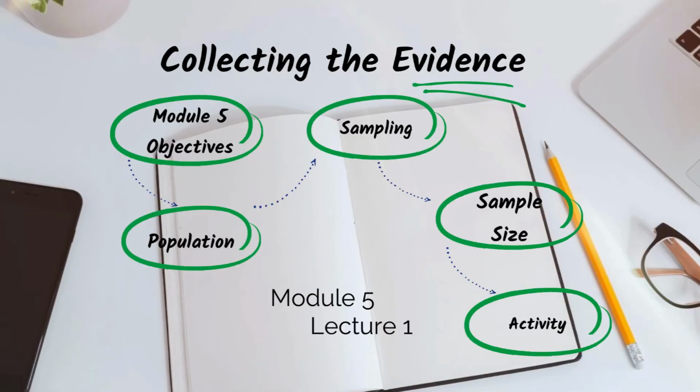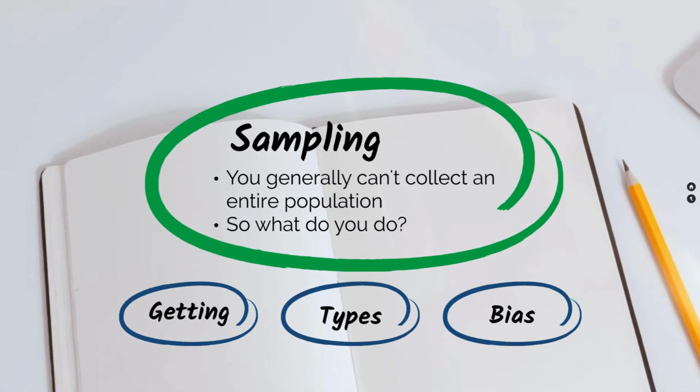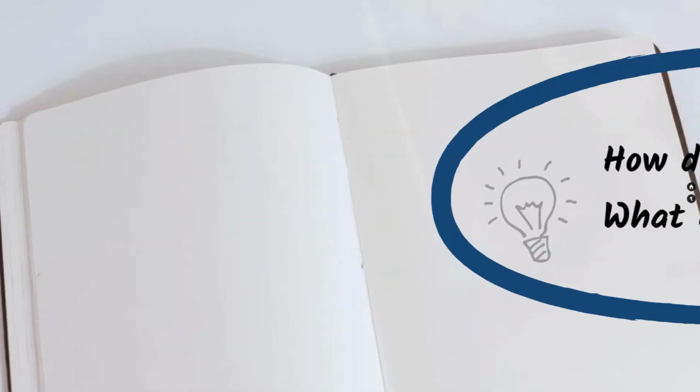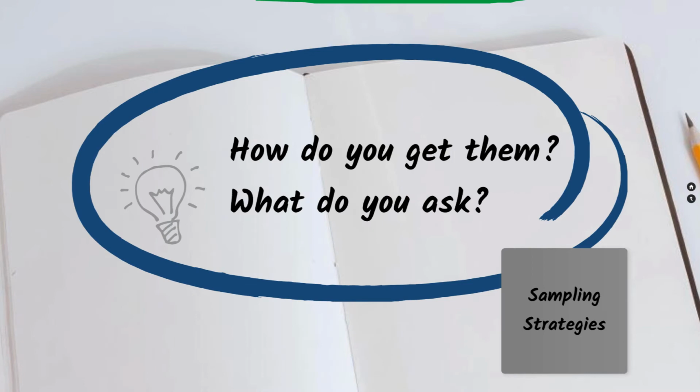Once you've defined the population, how do we sample from that population to get our data? So you generally can't collect an entire population. Again, logistically difficult, time-consuming, and cost-prohibitive. So what do you do? You take a sample. Define your population, then think about how you'll find people, and think about how many people you need. So how do you identify the people within the population, and how many people do you need to include in your particular research project? So how do you get them, and what do you ask?